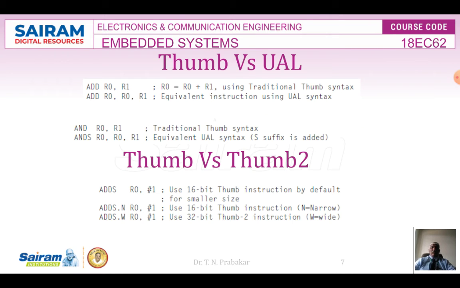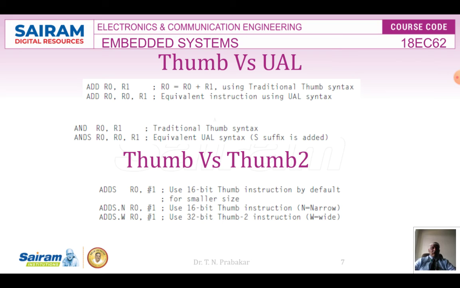Here we can see the comparison between thumb versus UAL and thumb versus thumb2. So the first line I think you can see it is ADD R0, R1. So R0 equals R0 plus R1. So supposing if there are only two operands, the operation will be performed and the result will be stored in the first operand. Already we have discussed. So R0 and R1 will be added and the result will again update the value of R0. So this is using the traditional thumb syntax.